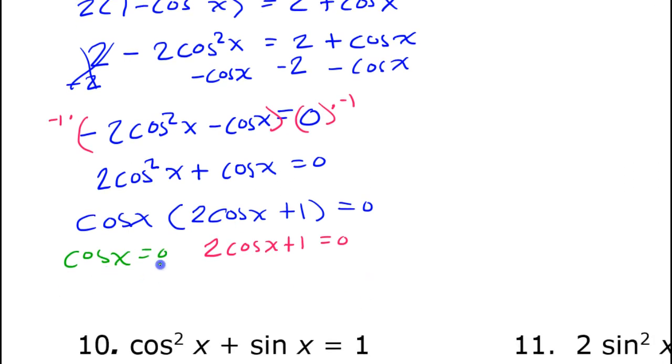Where does cosine equal 0? I'm picturing the quadrants. Cosine is an x value. X values are 0 right on the y-axis. So that's going to be pi over 2 and 3 pi over 2.